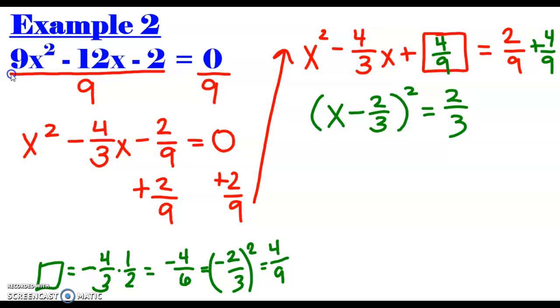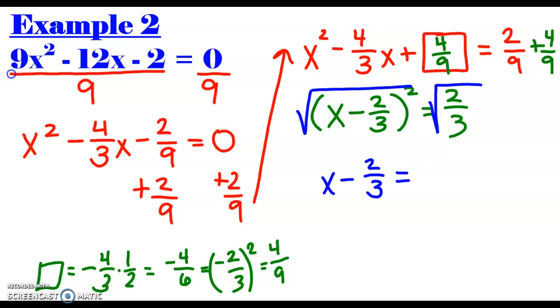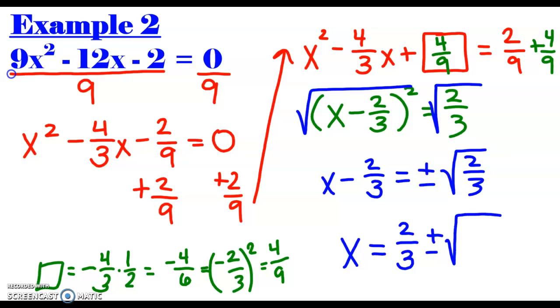Then to get rid of my square, I would square root. So I'm sitting at x minus 2/3 equals plus or minus the square root of 2/3. Then to get rid of the minus 2/3, I add it. So my final answer would be x equals 2/3 plus or minus the square root of 2/3.